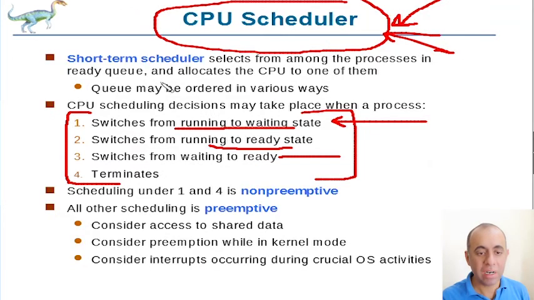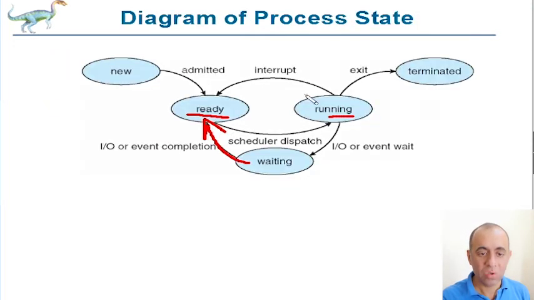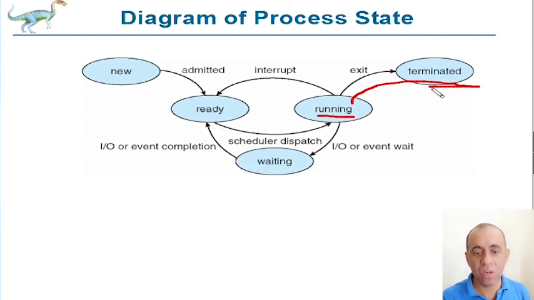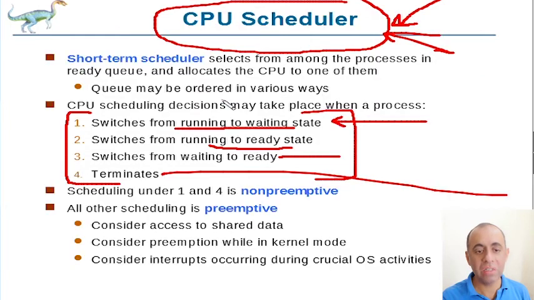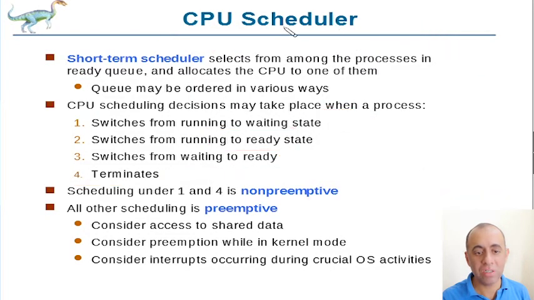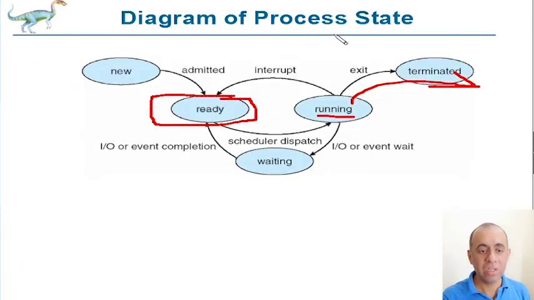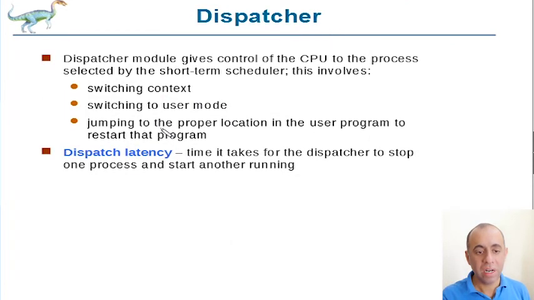Similarly, whenever a process terminates, this is simple, because whenever a process leaves the running state and goes out, we need to select a new process from the ready state, and that is called CPU scheduling. So we need to select a new process, right?